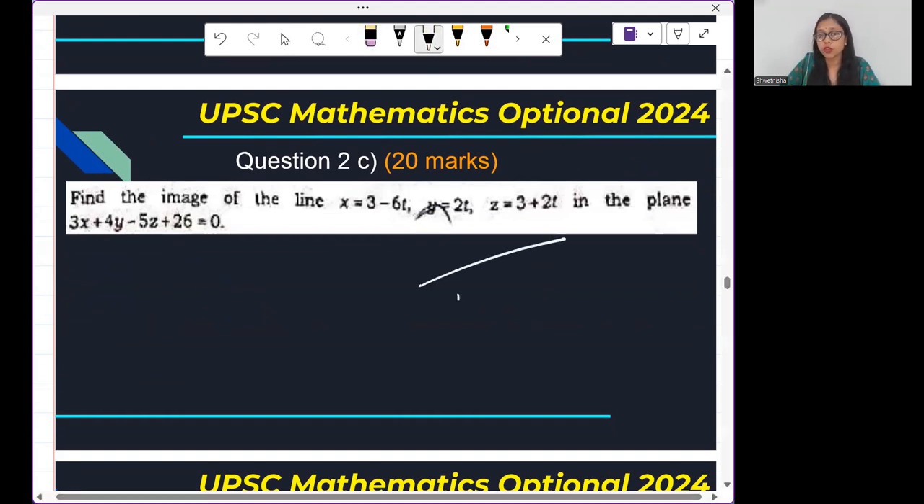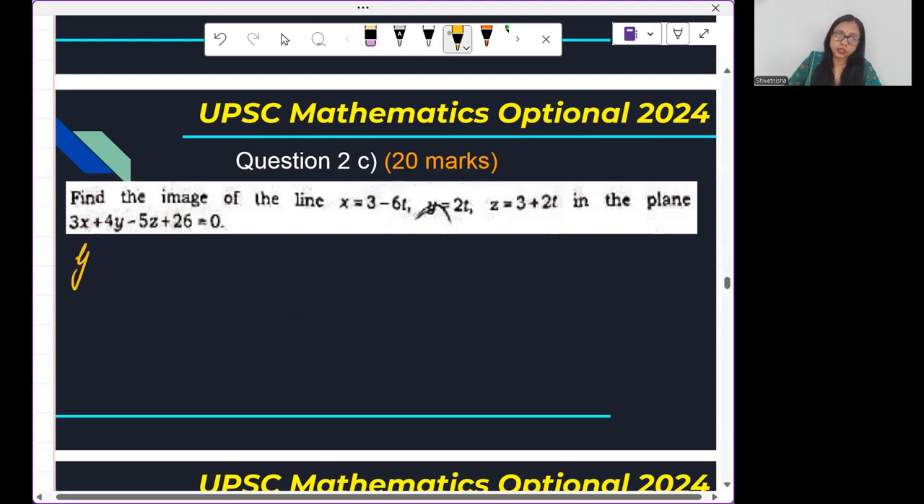We have a line, we have a plane. You don't have to find mirror image. Mirror image is this. You have to find projection. Okay, in this question, you have to find projection. Only thing you have to see, first of all, that whether this line is intersecting the plane or parallel to the plane. In order to do that, you find a point, a general point, substitute in the plane, and you see whether you are getting the value of t or not.